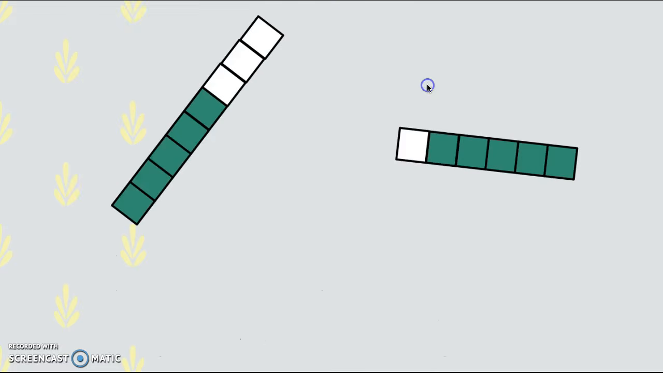Perfect. What about these? Go ahead and count each cube in the sticks. Press pause while you do that. Press play when you're ready.